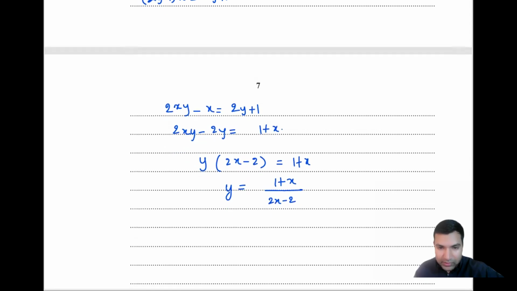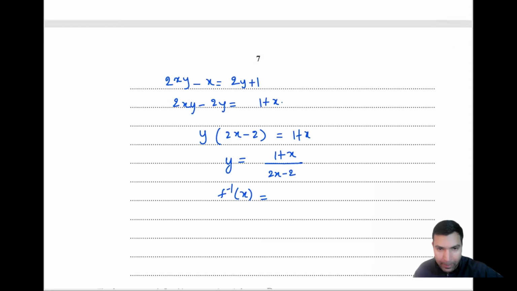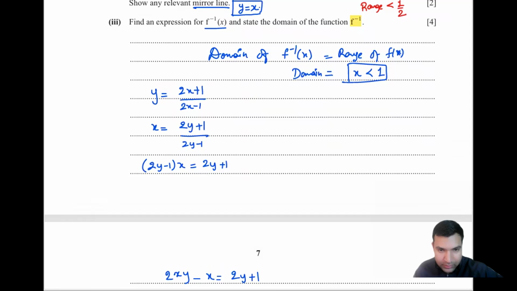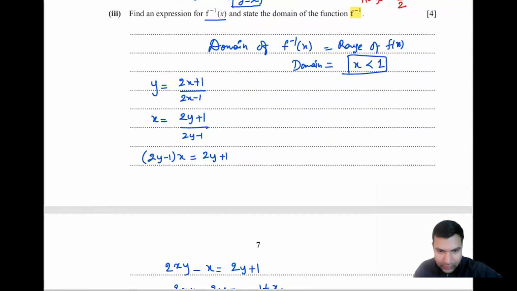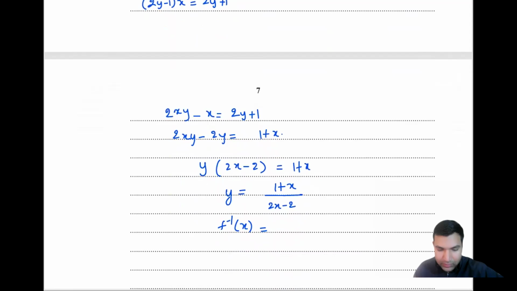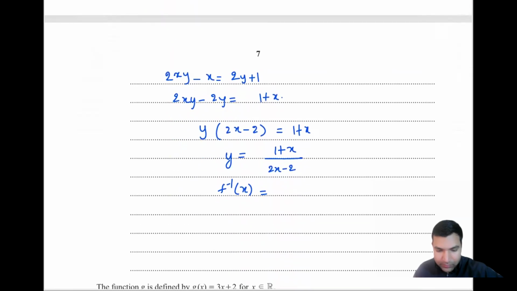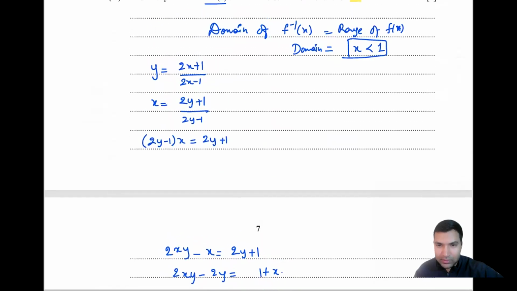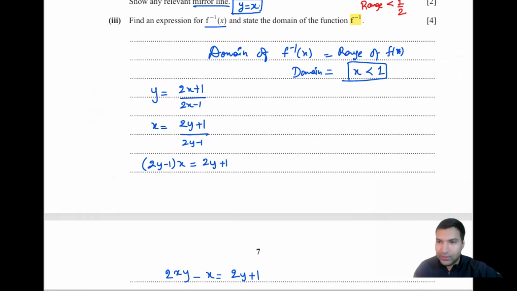Got it? Now replace this with f inverse of x is equivalent to, you can say, this is minus only, right? Let me just quickly recheck. 2y minus x. Okay, perfect. So we get it as x plus 1 over 2x minus 2. Okay, so this is the answer. And we know the domain is lesser than 1 because that is the range of f of x. So this is what you have to follow.